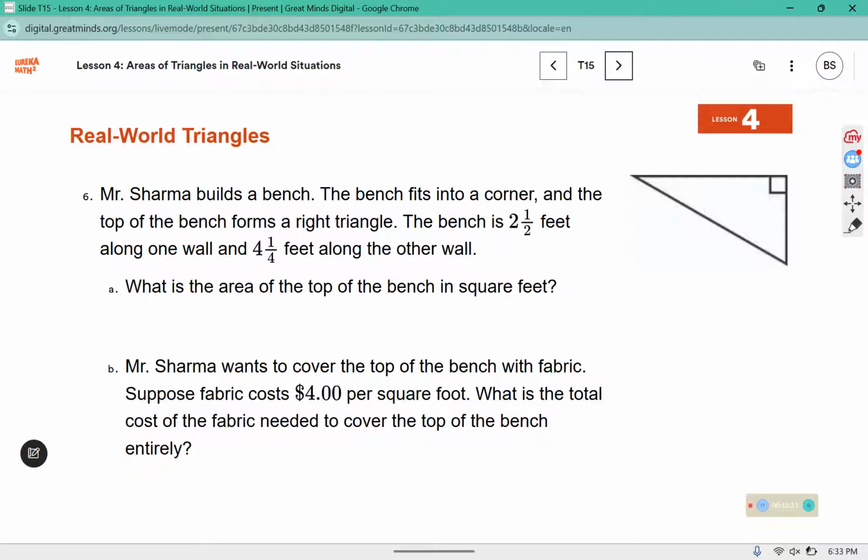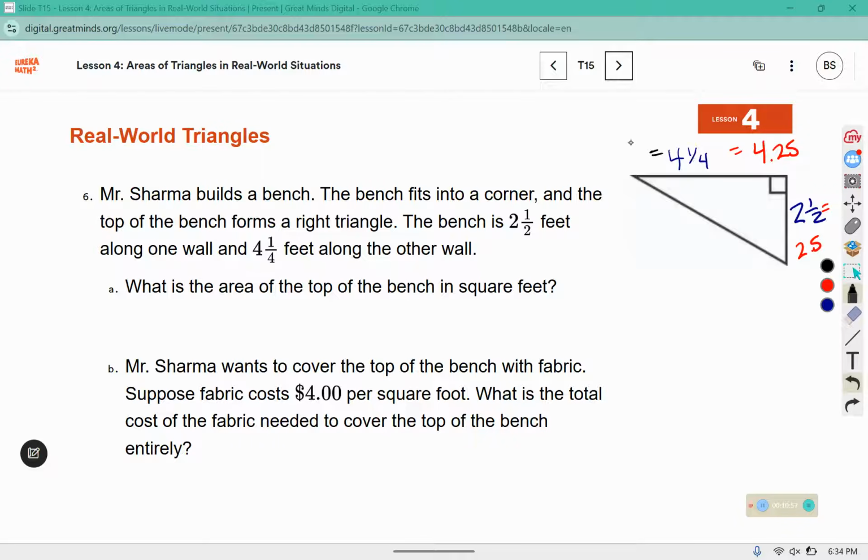Mr. Sharma builds a bench. The bench fits into a corner, and the top of the bench forms a right triangle. The bench is 2.5 feet along one wall and 4.25 feet along the other wall. What is the area of the top of the bench in square feet? You can change these to decimals if you'd prefer. Or you can change them into improper fractions.